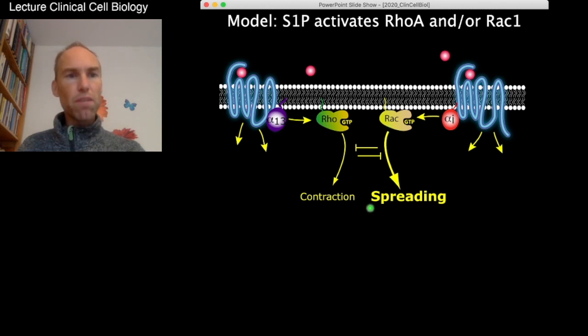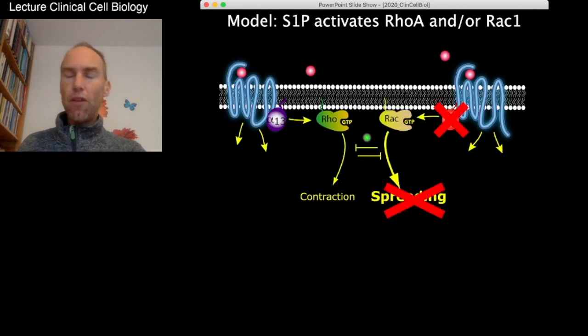And of course, it's pretty curious that this cell has both these opposite pathways going on. And of course, the experiment with pertussis toxin nicely demonstrates that if we knock out or inhibit this G-alpha I signaling point, the net result is contraction. So by tweaking this G-alpha I activity, we go from spreading to contraction.